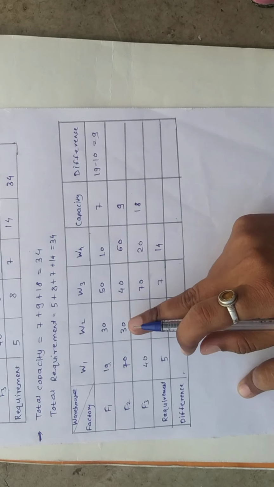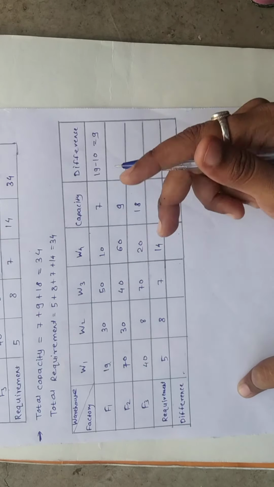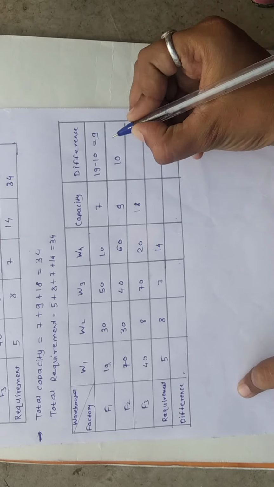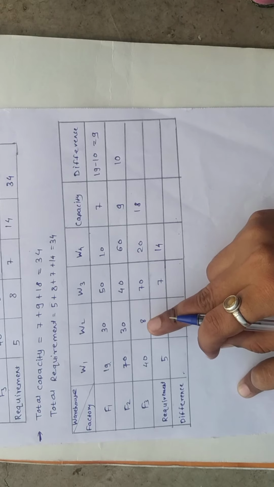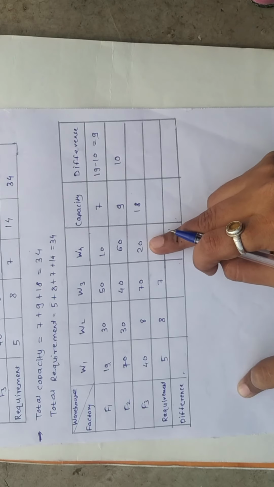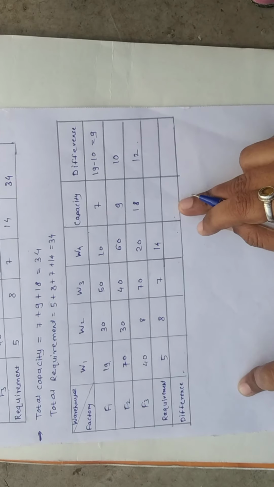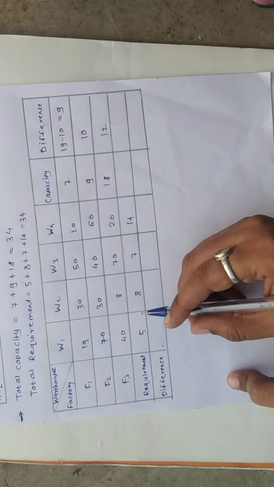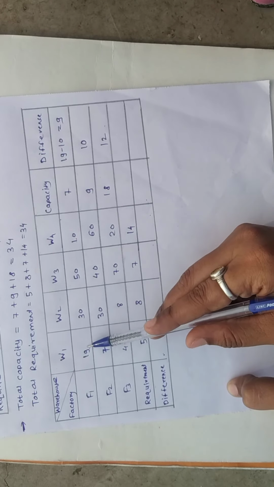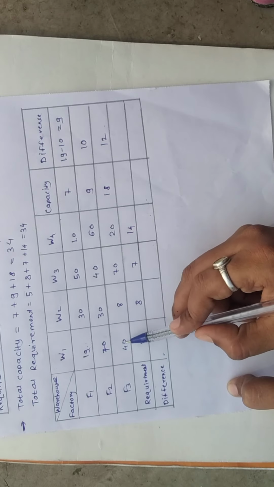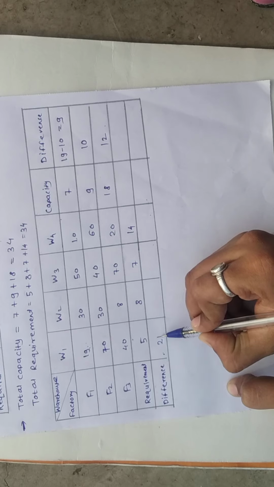For the second row the smallest cost is 30 and the second smallest cost is 40. So their difference is 10. For the third row the smallest cost is 8 and the second smallest cost is 20. So their difference is 12. Now column difference. For the first column the smallest cost is 19 and the second smallest cost is 40. So their difference is 21.